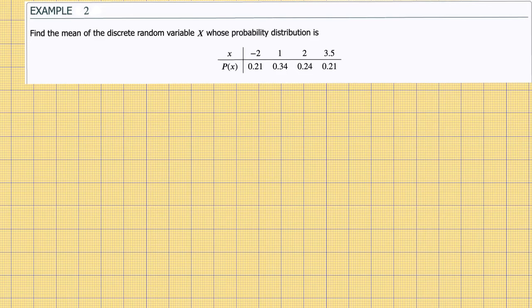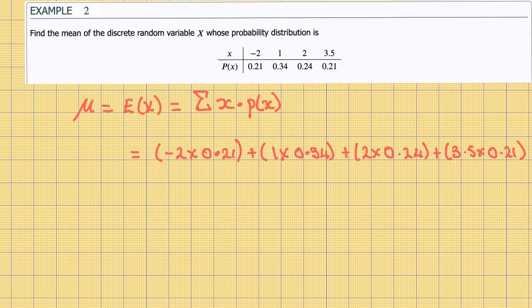Example 2. Find the mean of the discrete random variable X, whose probability distribution is described in the following table. The mean mu is equal to the expected value of X, which is equal to the sum of x times the probability of x, which equals minus 2 times 0.21 plus 1 times 0.34 plus 2 times 0.24 plus 3 times 0.21, which equals minus 0.42 plus 0.34 plus 0.48 plus 0.63, which equals 1.03.